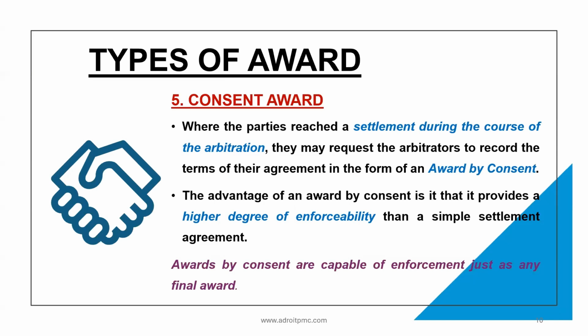Next is consent award. You could have heard this type of award in our previous sessions. So you have initiated the arbitration proceeding, but the parties are very much willing to settle the matter by mutually negotiating and discussing. In that situation, they could request the arbitrator, saying that we are willing to settle this matter, and please pass an award. If such a request is made by the parties, the arbitrator has the power to pass an award, which is called an award by consent.